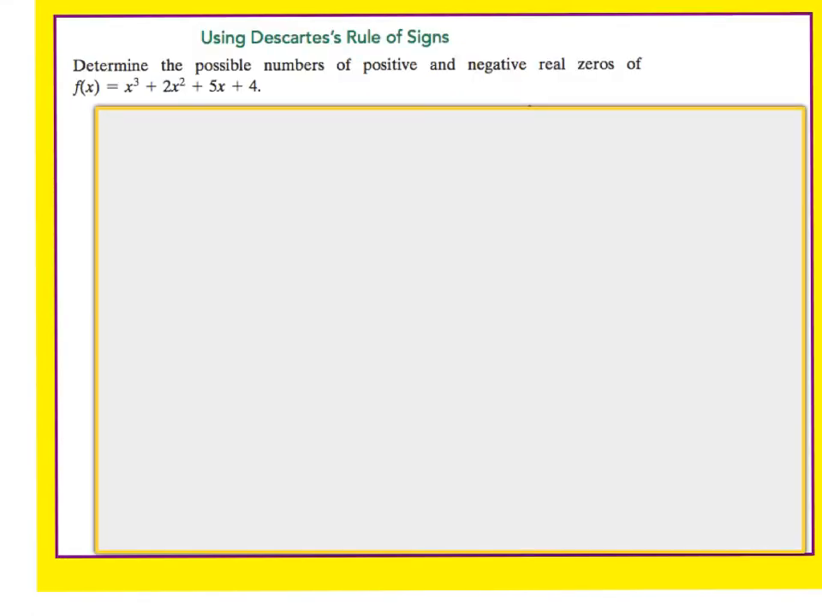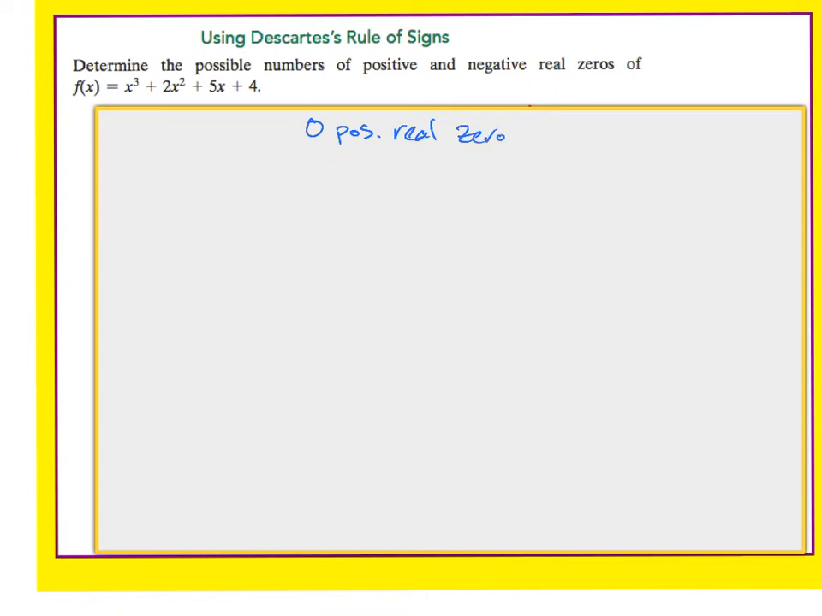So using Renee's rule, we're going to determine the possible positive and negative real zeros. And then we're actually going to find all the zeros. All right, we're going to take it a step further, even though it doesn't say it. So I have x cubed plus 2x squared plus 5x plus 4. How many positive real zeros do I have? Julian, how many positive real zeros do I have? I got 0. Why do I have 0 positive real zeros? Because there's no sign change.